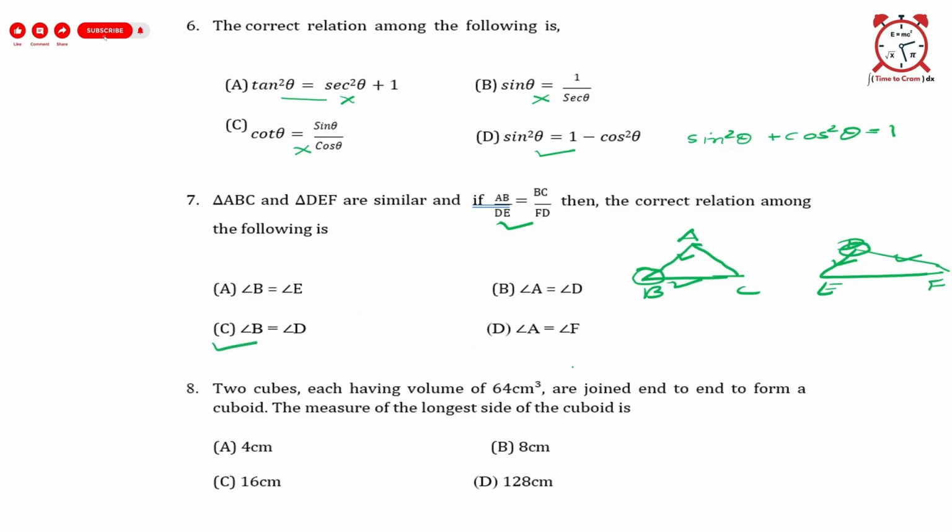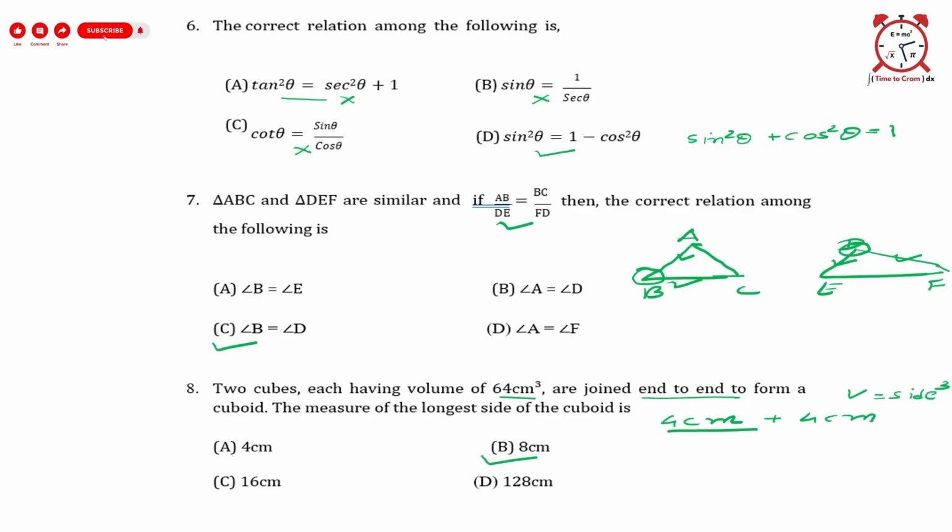Next question, two cubes each having volume of 64 centimeter cube are joined end to end to form a cuboid. The measure of the longest side of the cuboid is dash. If we find their side by the volume formula, we get their side as 4 centimeter, because we know that the volume formula is side cube. So using this formula we find the side as 4 centimeter. Now we are joining them end to end. So 4 centimeter plus 4 centimeter, the answer is 8 centimeter.